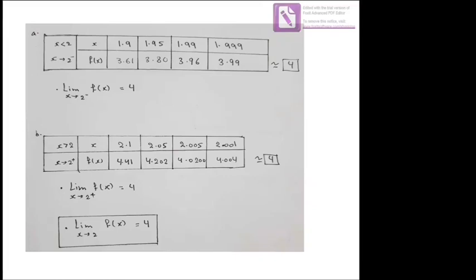So first we will find the limit of f(x) when x approaches 2 from the left. That means we need to take numbers which are less than 2 but near 2. So as x approaches 2 from the left, we will take x equal to 1.9, 1.95, 1.99 and 1.999. Then we find the value of f(x) when x is equal to 1.9.